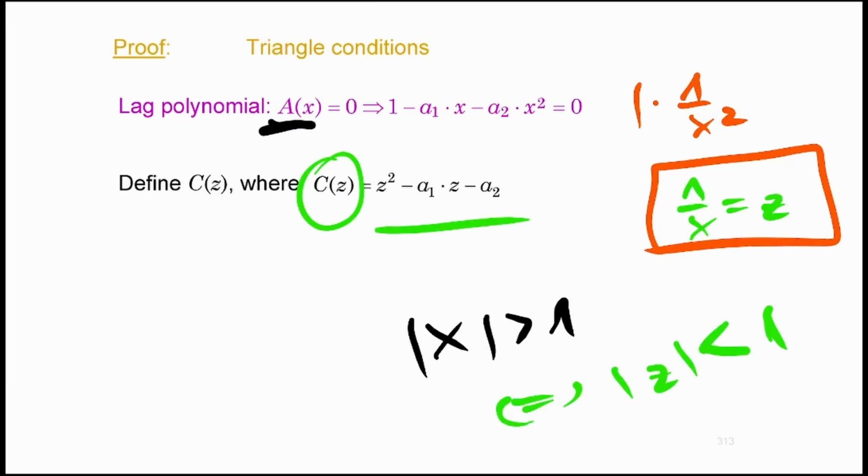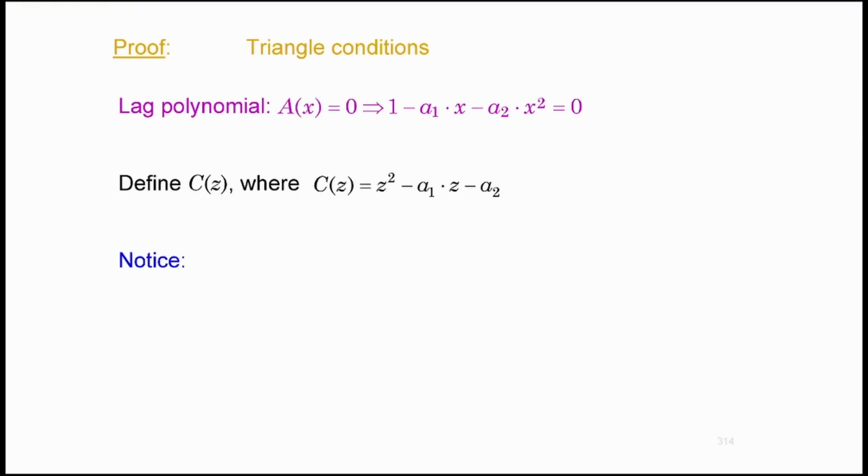You understand what I'm saying? If the process is stationary, then the roots of C must be inside the unit circle. That's the statement I was making here. So you need to notice that the absolute value of z is less than 1 if and only if the absolute value of x is greater than 1. The process is stationary if the roots of A are outside the unit circle, and if the roots are outside the unit circle, then the process is stationary. So this is a one-to-one relationship. This is equivalent. You have seen this.